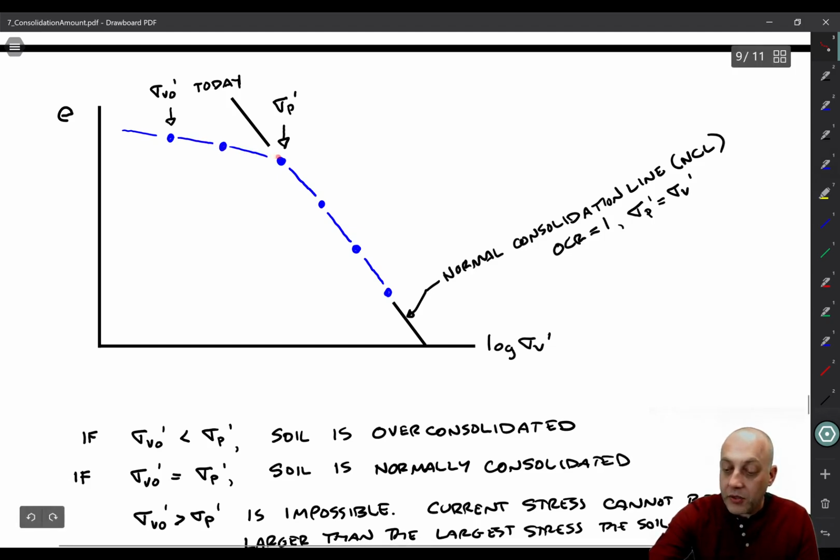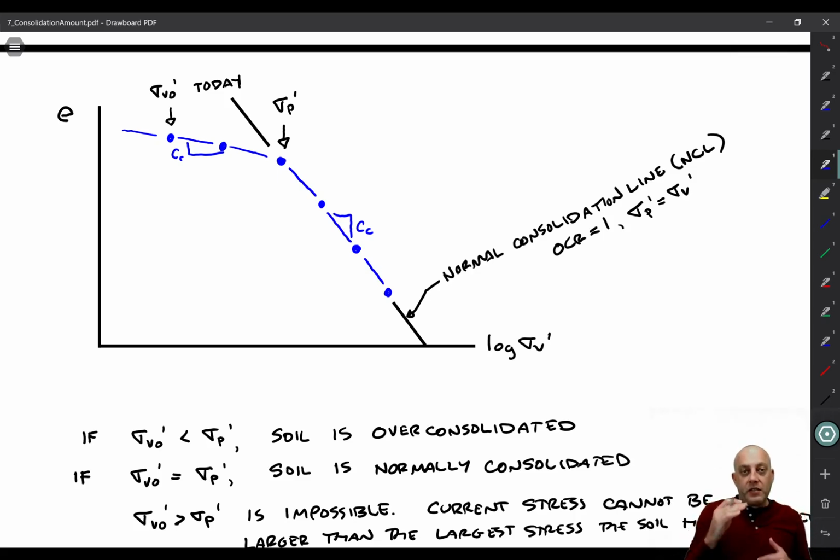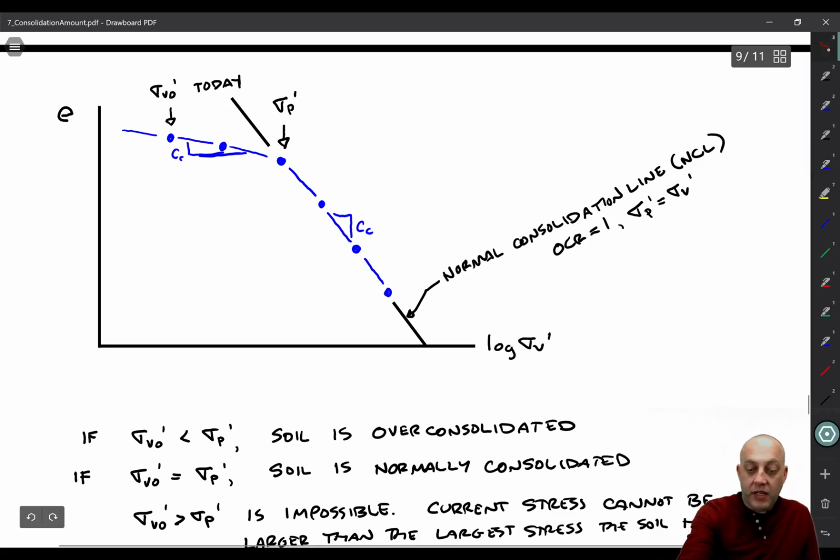So I didn't label those here, but this one is C sub c, and this slope is C sub r. So we're going to go along C sub r. That's the elastic slope. So if we were to load and then unload, the clay would consolidate, and then it would heave, and there would be no permanent volume change, unless we went past this sigma p prime and started going down the C sub c line, and we're inducing permanent volume change in the soil.